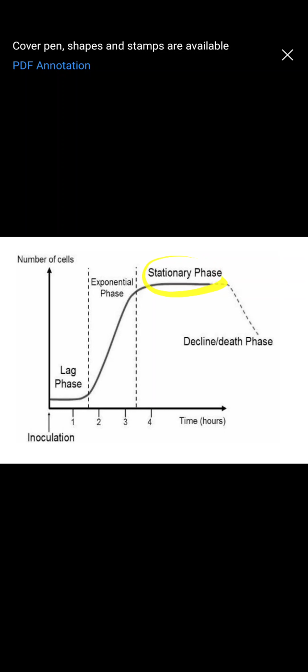Now this phase is important industrially. If I want to produce something, or extract something from a microorganism, or if there is some production from a particular microorganism, then at this particular phase the metabolites are released, the secondary metabolites are released by the microorganism.